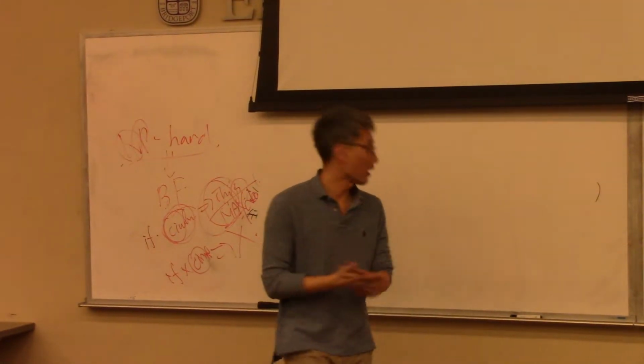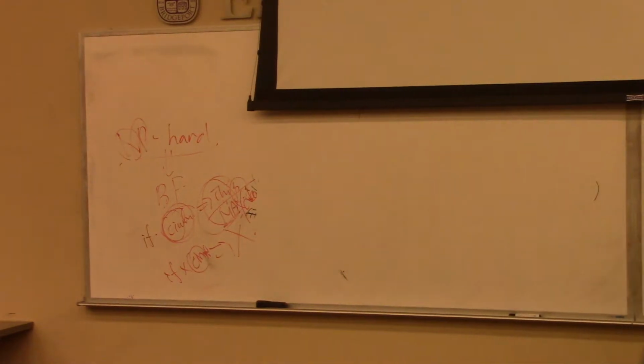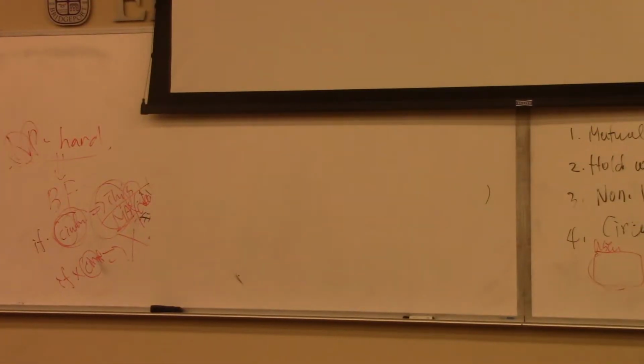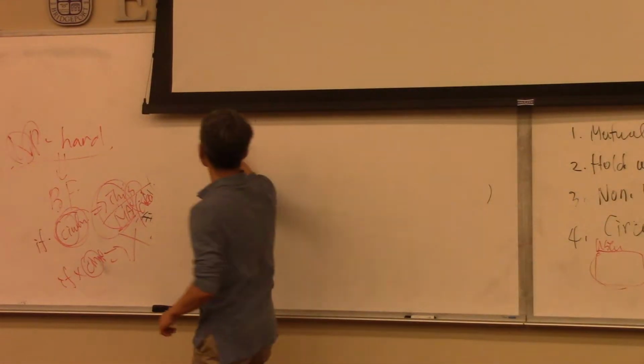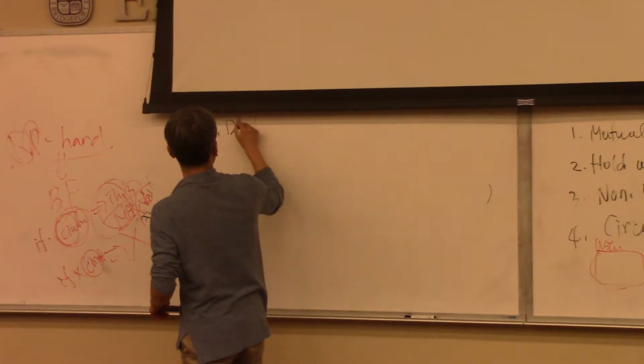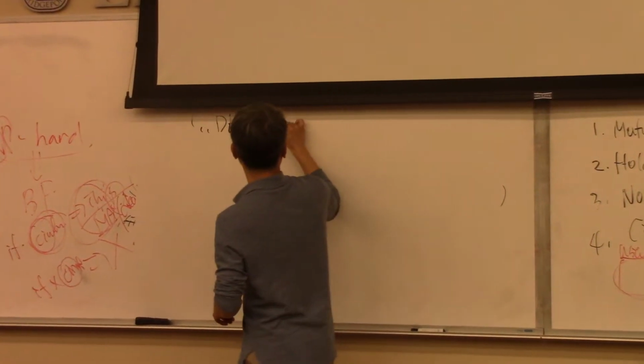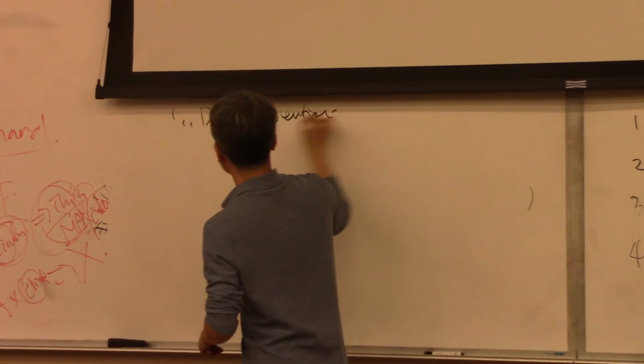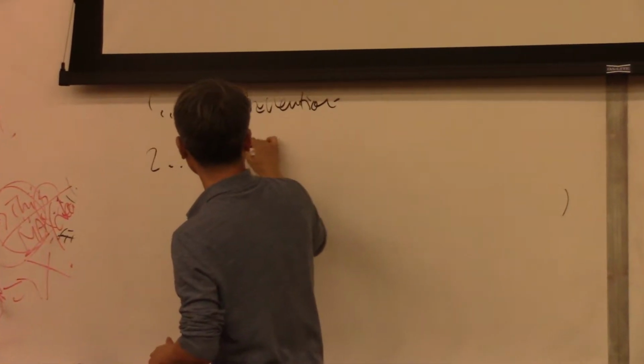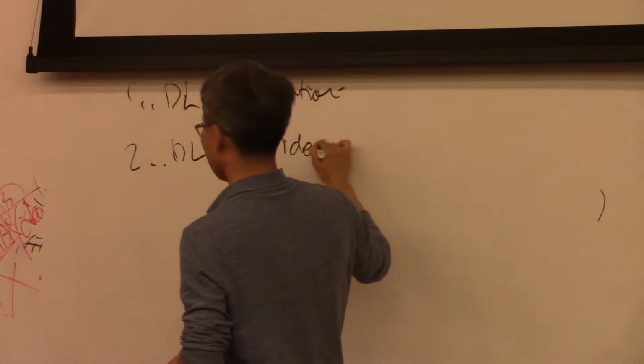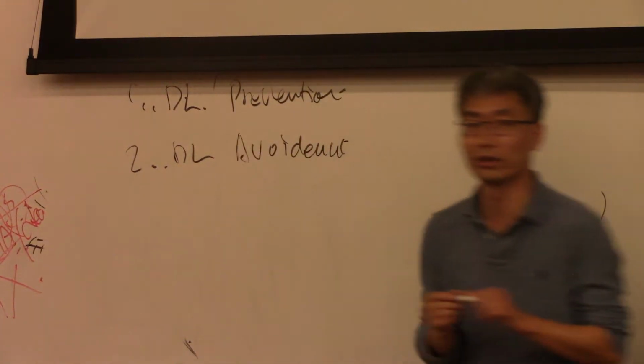So there are different types of solution. The one is deadlock prevention. Another one is deadlock avoidance. I think today we can cover up to this much.